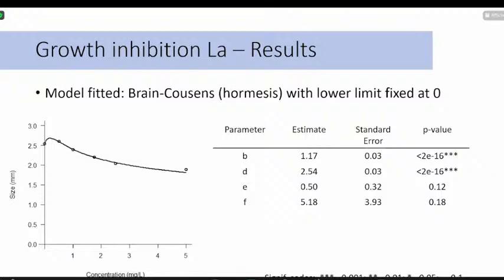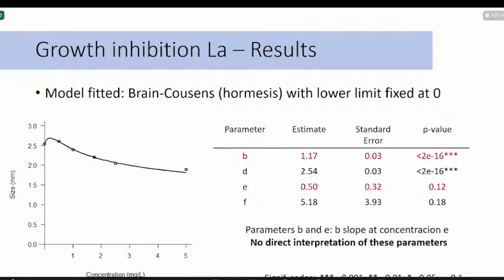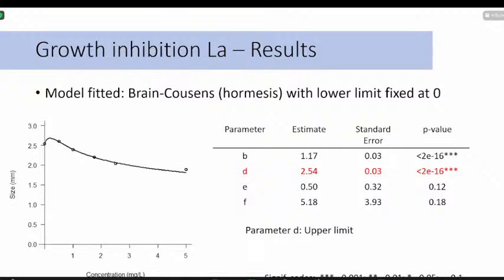Here, the lower limit is fixed at 0. And here are some parameters obtained for this model that I will get into in detail. First, we have the B and the E, which are the slope and the concentration E. They are not relevant to this model, but I mention them just so that you know what they mean. Then we have the D, which is the upper limit of the model. In this case, it was 2.54, which is the highest point of the measurements. And we have the F, which is the one that we are interested in, because the higher the estimate of the F, the higher the hormesis effect is.